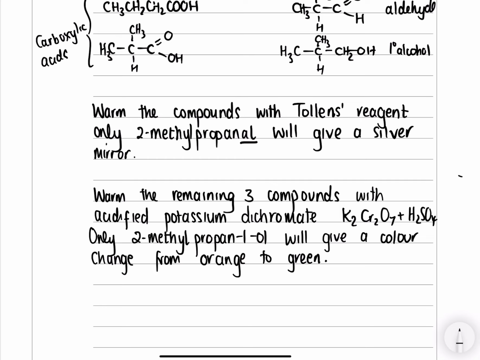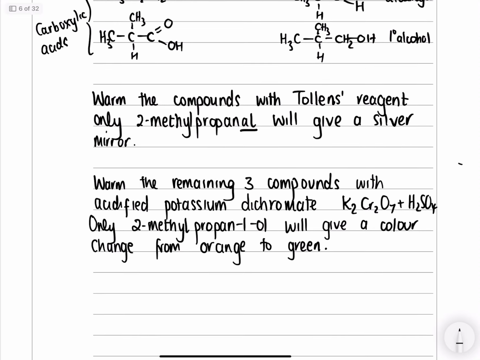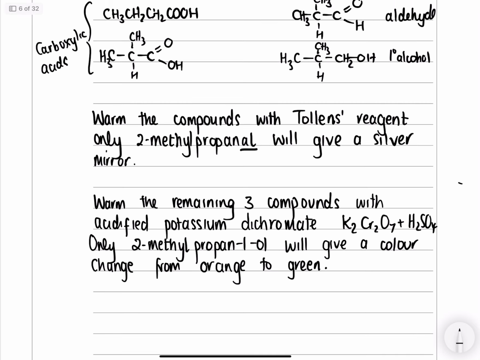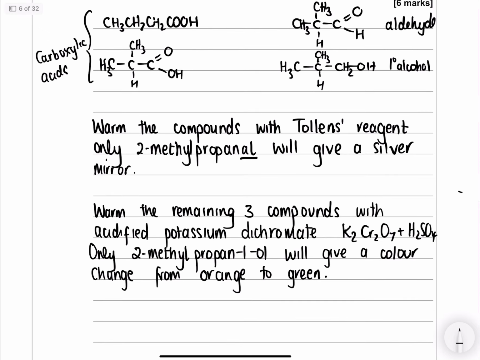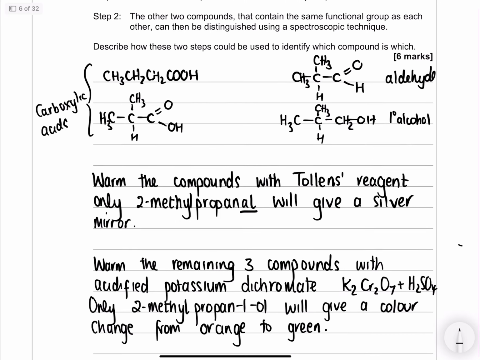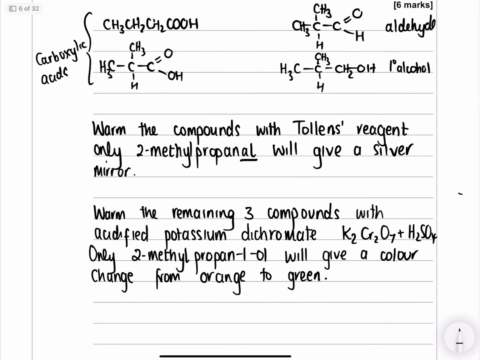Now, if you did this test first on all 4, then both the aldehyde and the primary alcohol would do that, and then you would have to look at those 2 and do the Tollens reagent in the other order. You could test all 4 with sodium carbonate, and that would fizz for the 2 carboxylic acids and not the other 2. But that doesn't help you identify the other 2. We now know we've got the 2 carboxylic acids, but they have the same functional group. We're supposed to be using a spectroscopic technique.